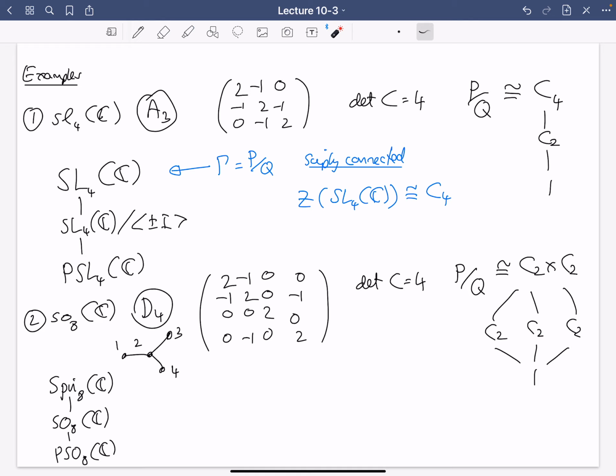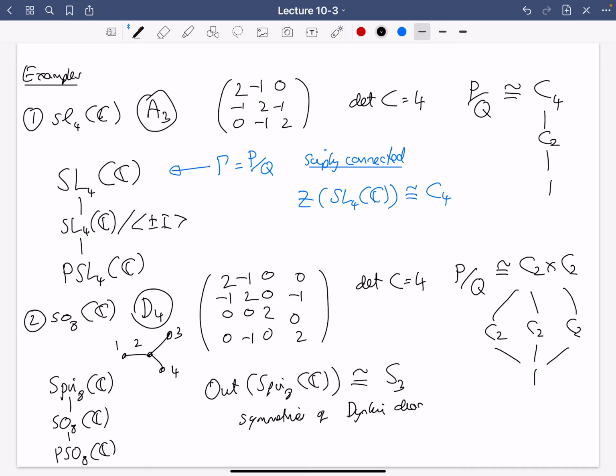But the isomorphisms come from outer automorphisms of this group, in fact. Out spin 8, the group of outer automorphisms of that group, is actually isomorphic to S3. It's the group of symmetries of the Dynkin diagram. In particular, you have this triality corresponding to the 3 cycle in S3. This is the triality automorphism of spin 8.